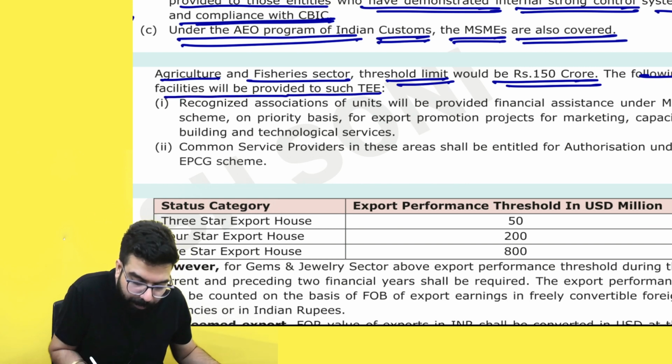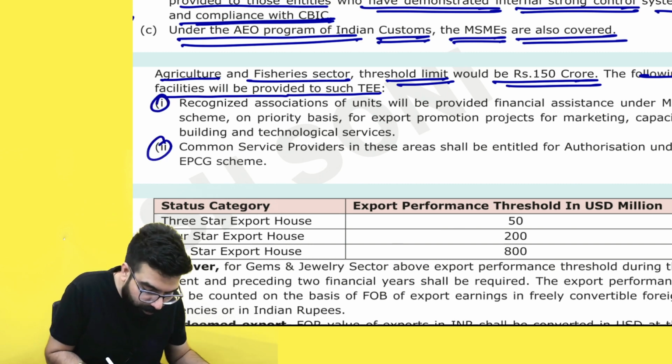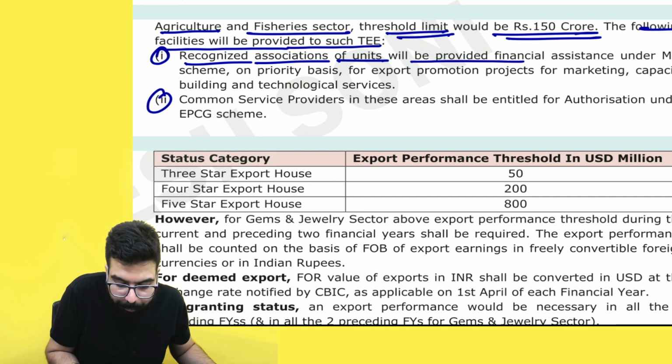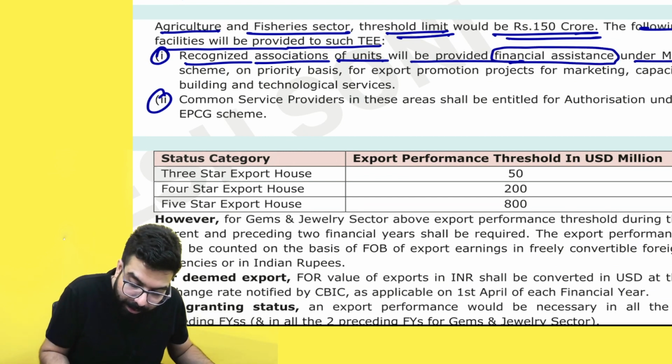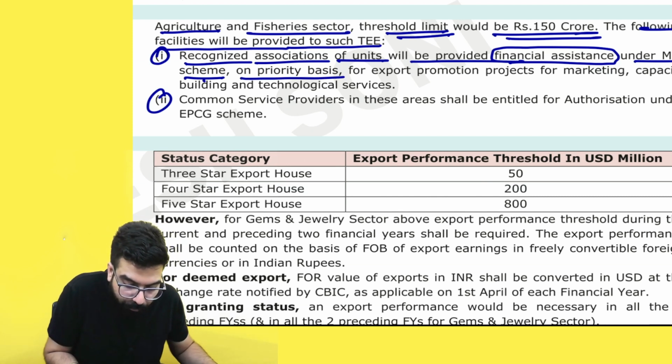The following facilities will be provided. If you are a Town of Export Excellence, the government says we will provide you these facilities. Number one, recognized associations of units will be provided financial assistance. The government will provide financial assistance under the MAI scheme, on a priority basis for export promotion projects and for marketing.